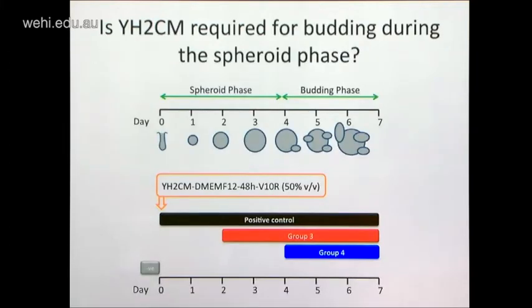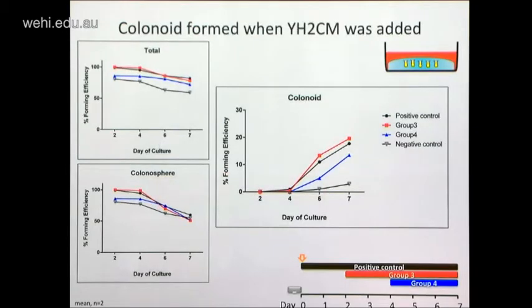And similarly, we did the other experiment and asked the question whether WEHI2 condition medium is required for budding in the spheroid phase. So we took out condition medium on day 2 and day 4. We found that even when we took out condition medium on day 2 and day 4, there are more colonoids formed compared to the negative control. So these 2 experiments conclude that whether we add the condition medium in the spheroid phase or in the budding phase, crypts will still form in vitro.